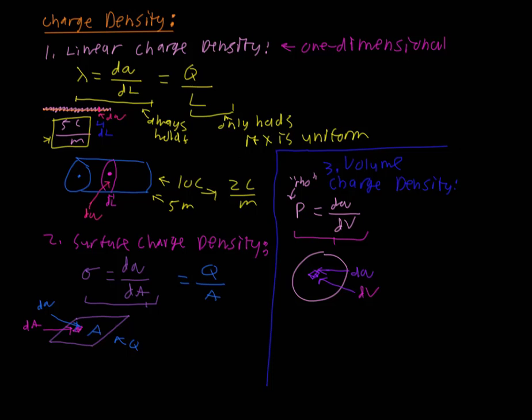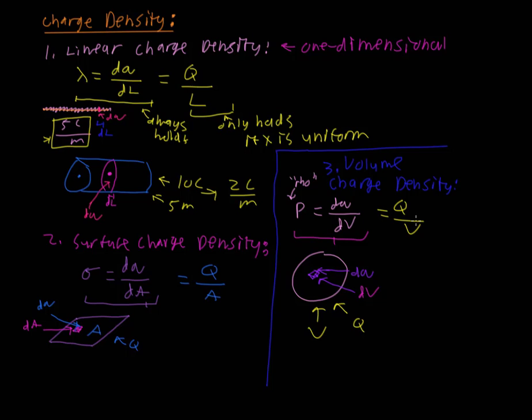If the volume charge density is uniform, meaning it's given to you as a number, then you also have that the volume charge density is equal to the total charge, so this guy's total charge Q, over its volume, V. It also helps to keep in mind some of the formulas for surface area and volume. Really the only two that you need to know are for spheres.